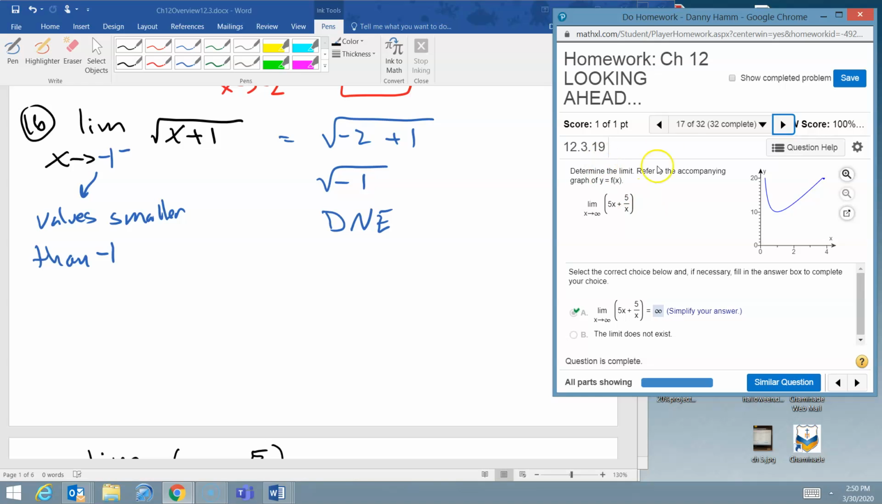Here, in number 17, we're given a graph to look at. So you'll be doing this on your own with some of these questions. You'll have to plug it into your calculator.